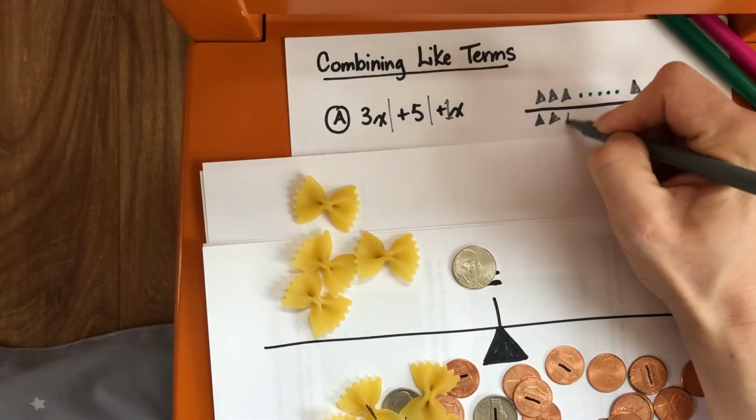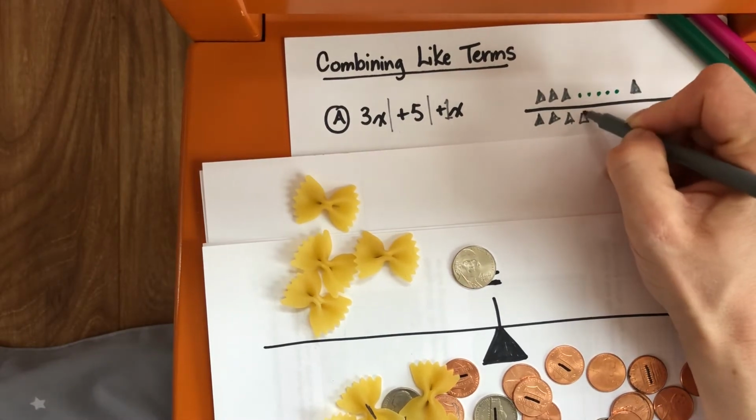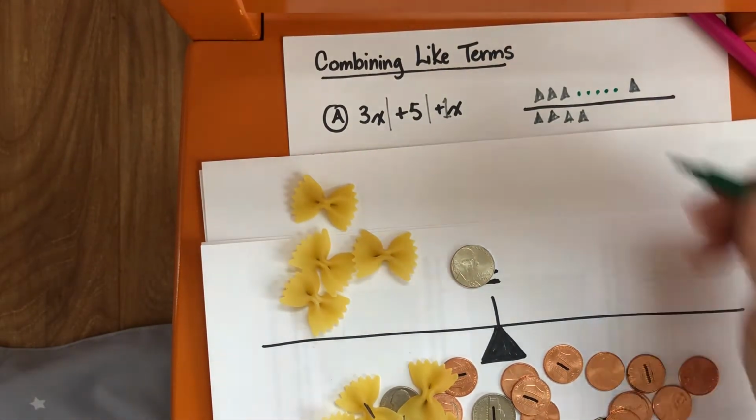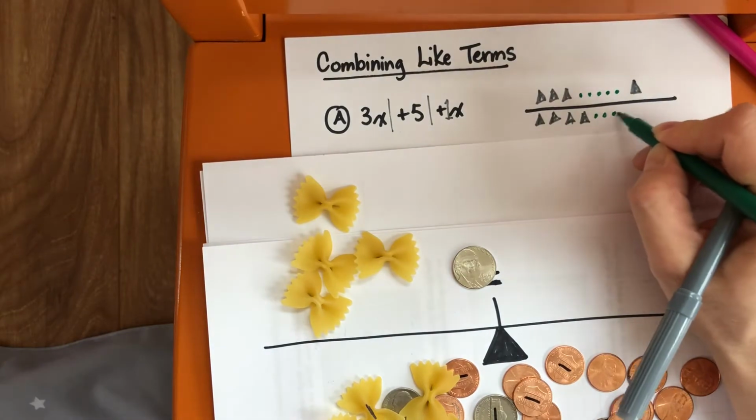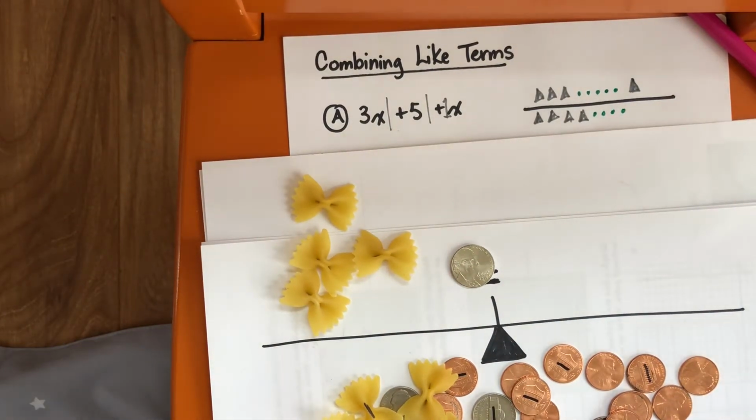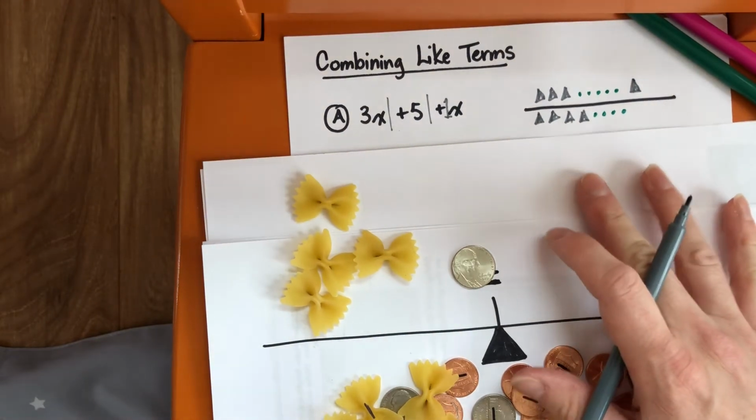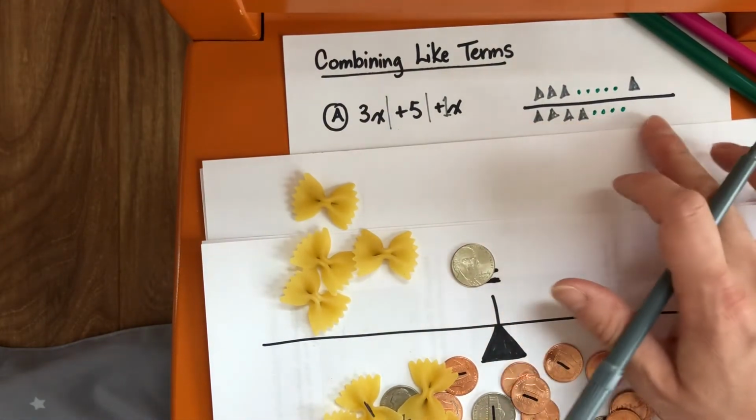1, 2, 3, moving this one over here is 4, and then 1, 2, 3, 4. Then I have my 5 there. Okay. All that means is I can write this as 4x plus 5.